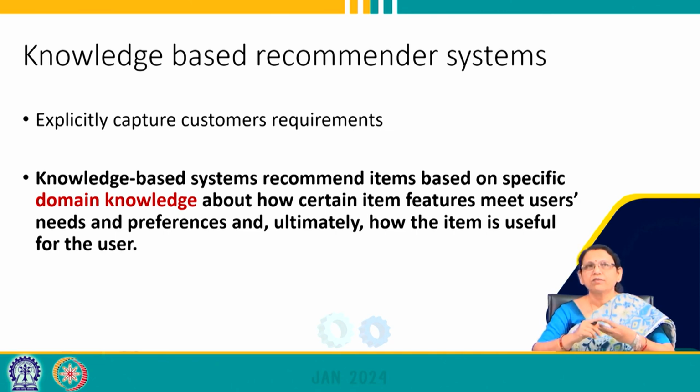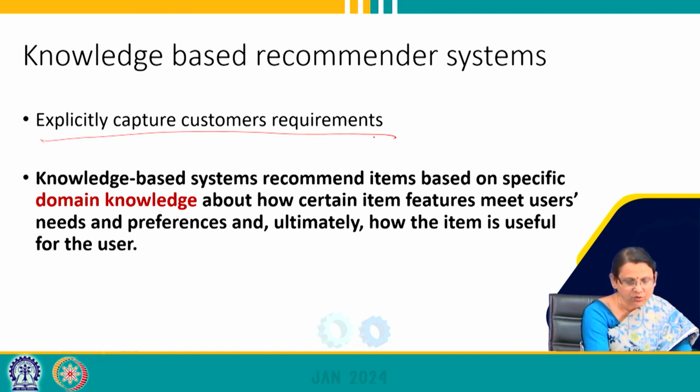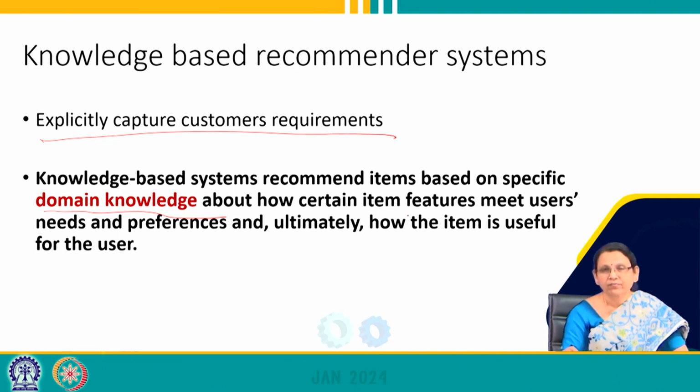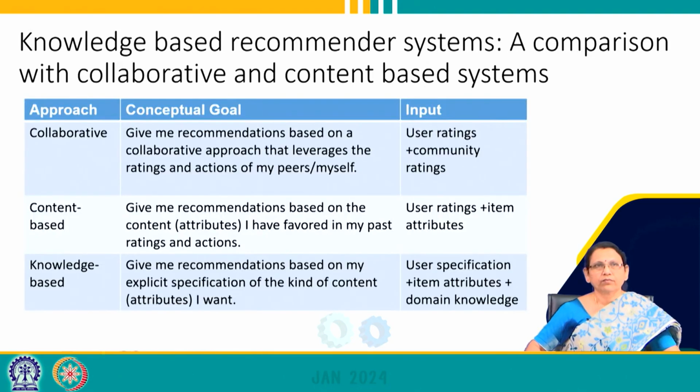Now we have a new type of recommender system which tries explicitly capturing users' requirements, and one additional source of information is used, which is the domain knowledge about the certain item. Okay. So, this is a bit different from the others, where some additional, some side information is used.